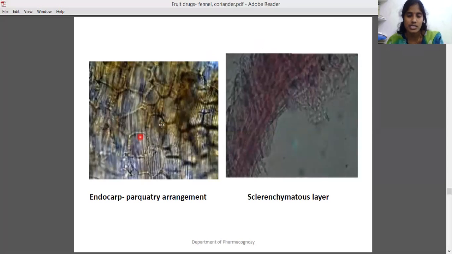Here you can see the endocarp, the parquet rearrangement of the endocarp in a coriander fruit. Here you can see a group of parallel cells arranged in different directions on the mesocarp. It is the sclerenchymatous layer. I already told you it is made of lignified fusiform fibers which cross each other. Some are going like this and some are in this direction.